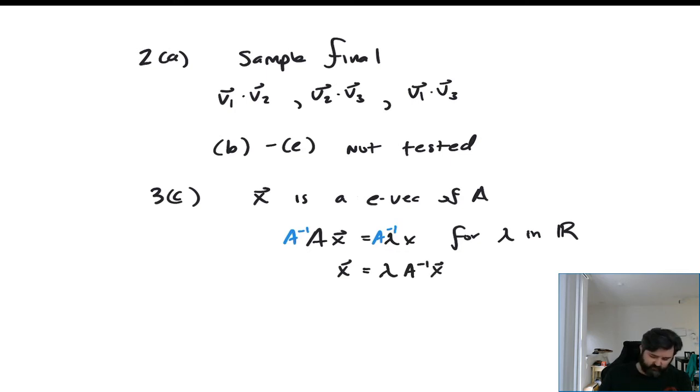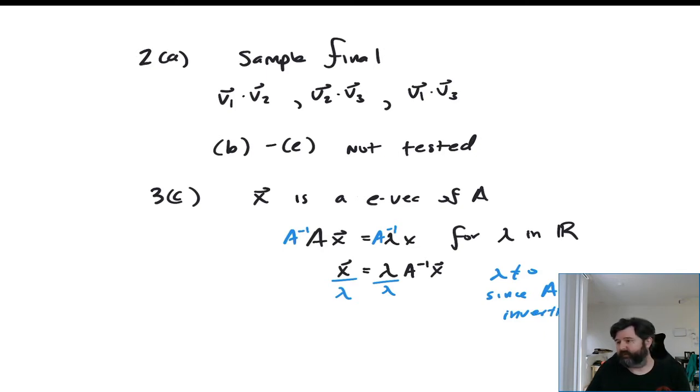Well, now just divide both sides by lambda, and you can do that, right? You can't divide both sides by a number unless you know it's not 0. But lambda is not 0 since A is invertible, right? We know one of the statements we added to the invertible matrix theorem is that if A is invertible, that's equivalent to saying 0 is not an eigenvalue. Okay, so if the matrix is invertible, that lambda can't be 0.